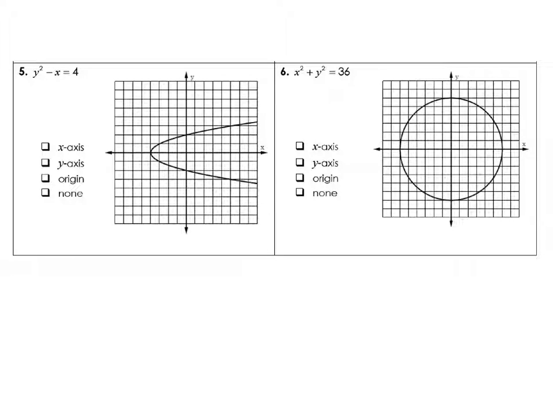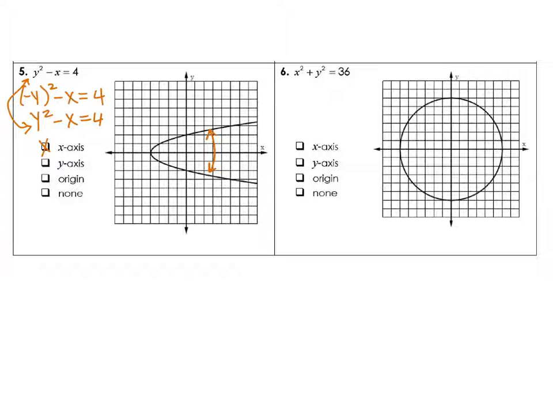Number 5 looks like a great example of symmetric about the x-axis. Notice that these two across the x-axis are mirror images of each other. And to prove this, we would substitute in a negative y. And when I do this, I have y squared minus x equals 4, which does generate back our original function. So this is definitely symmetric about the x-axis.